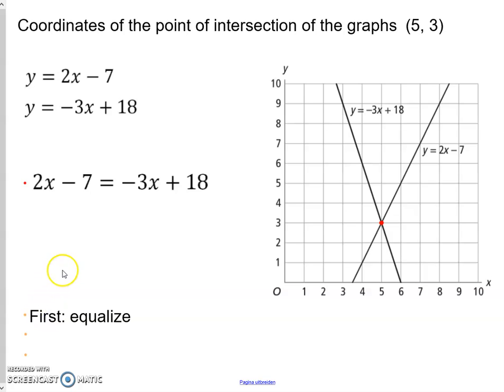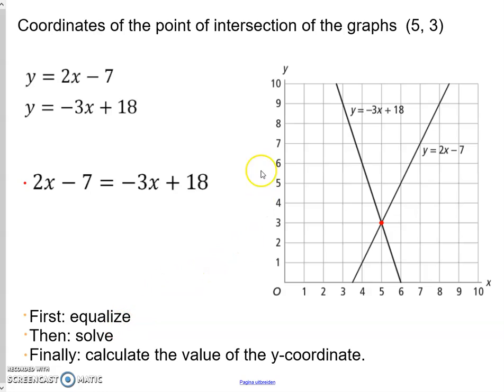What you do first is we equalize the formulas. And then we have an equation, and we can solve it, because there's only one variable, the x. So when I solve this equation, I can find the x-coordinate of the point of intersection. And when I do find the x, I can use one or both formulas to calculate the y-coordinate. So this is what we're going to do in the next class.